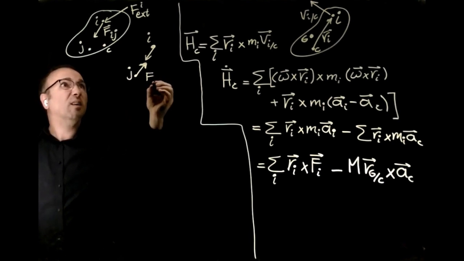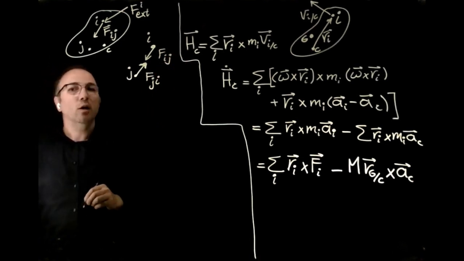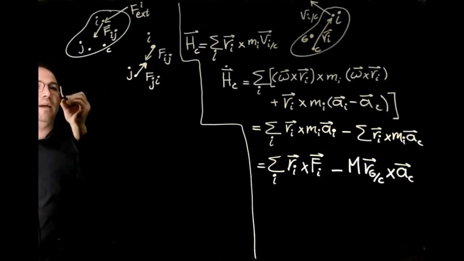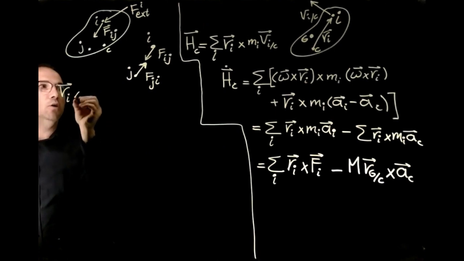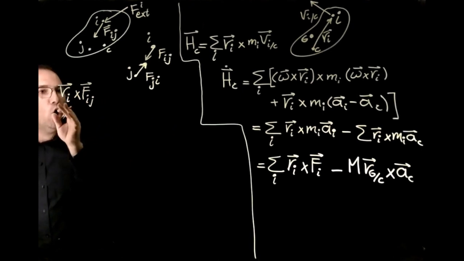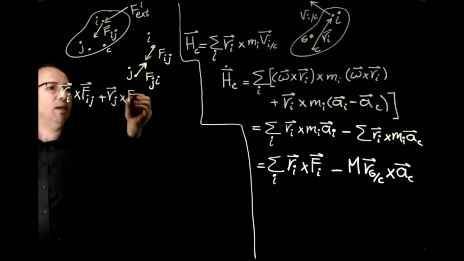So this is on J from I, and this is on I from J. So if I look at the terms that has that, it would be Ri cross Fij. So for each Fij in the summation, I should have Fji and Rj. So in summation, I would have this term as well. So they should come in pair. Why? Again, third law of Newton.